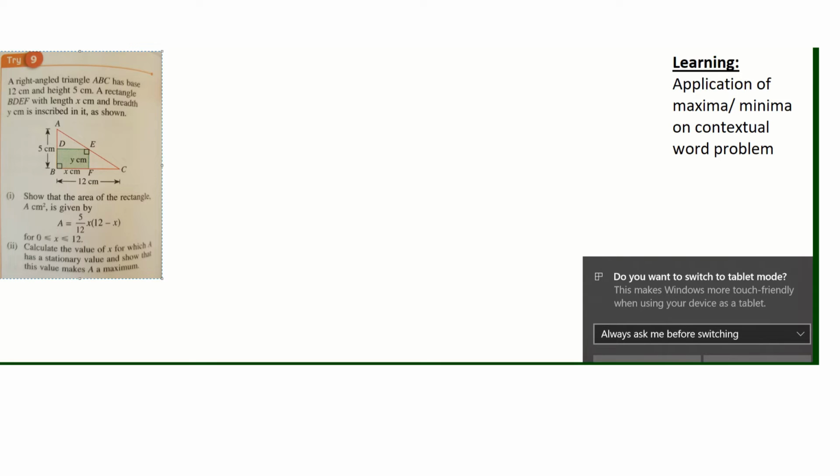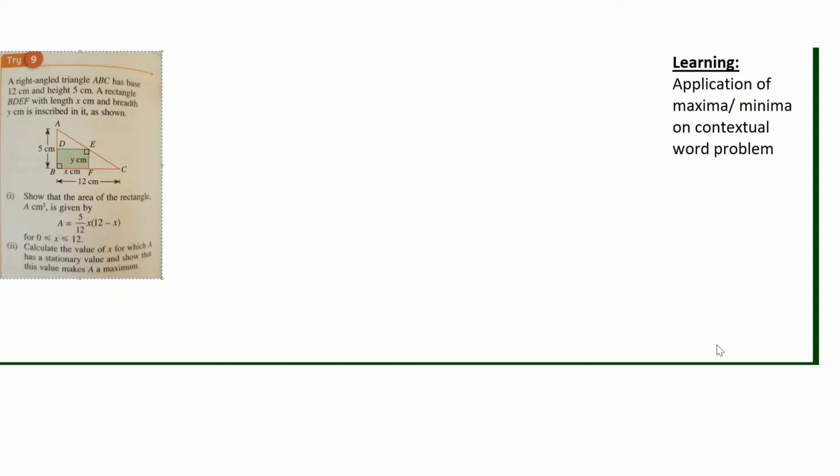Okay, so before I move on to the next question, which is Try 9, found on page 412, I just want to do a very quick recap with everyone here. So ladies and gentlemen, suppose I have a triangle here, and inside this triangle, I draw another smaller triangle. So therefore, I have A, B, C, D, E. Okay, and mind you, these two lines are parallel.